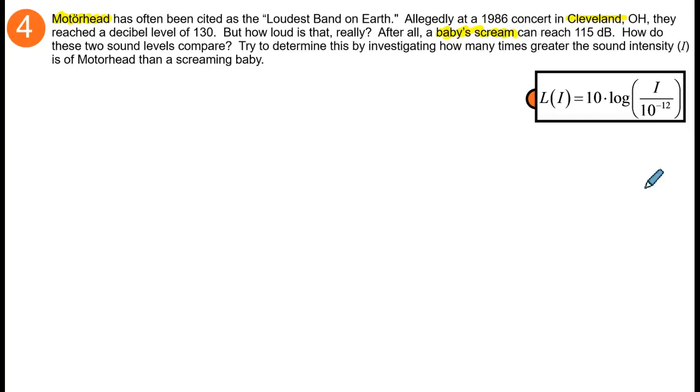Well, this is a scale for measuring sound intensity or sound pressure, and it's a function of intensity. We're not given the intensity, we're given the sound level. So what we have to do is solve for the intensity I and then compare Motorhead to the Screaming Baby. Okay, so we have basically two things we have to do here. The first thing we have to do is determine that sound intensity level for Motorhead. So let's go ahead and start here with Motorhead.